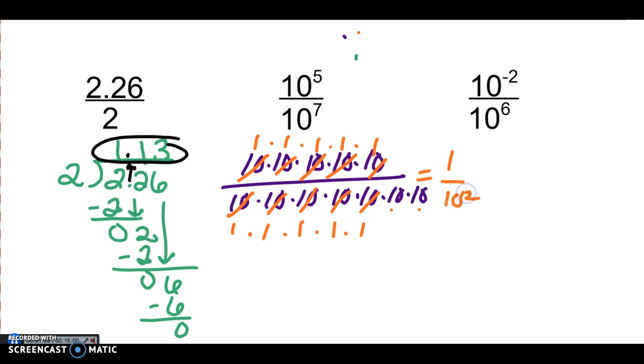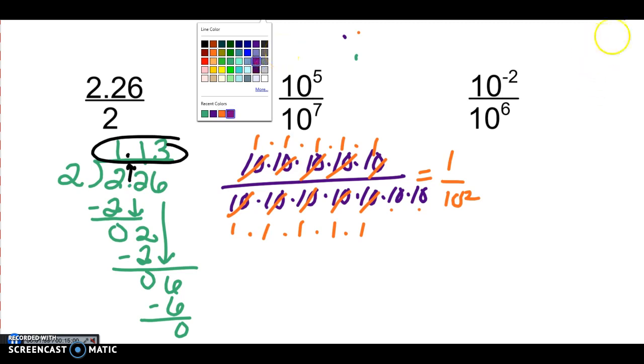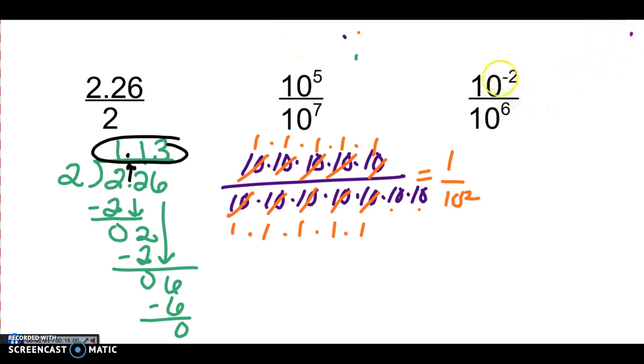squared. Another way of doing it is to subtract them. So you have 10 to the negative 2 minus 6. I always write it out just to make sure I don't make a mistake. Negative 2 minus 6 is negative 8, so my answer is 10 to the negative 8.